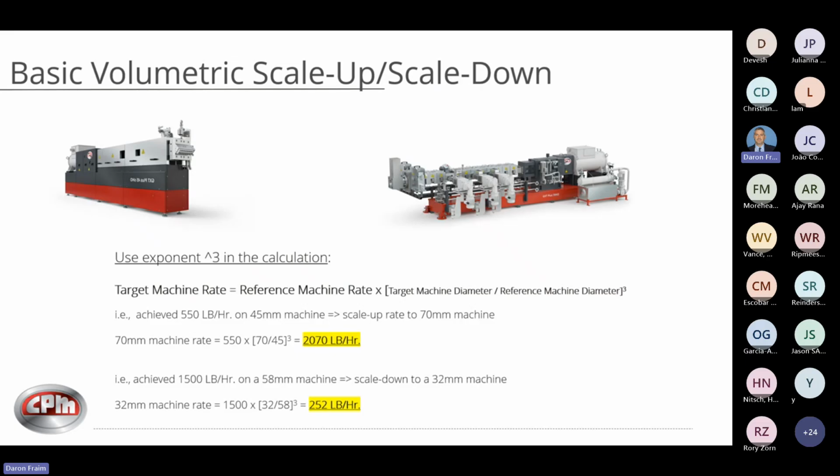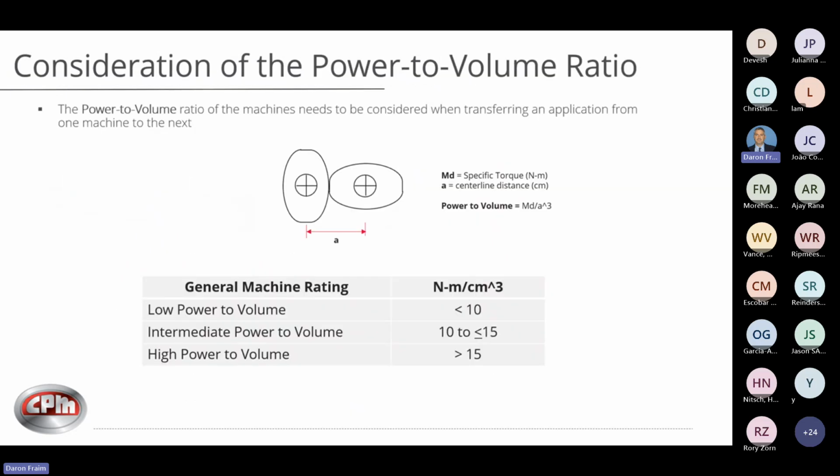You can do the same thing on scale down. If you're going from a larger machine, moving it to a smaller machine, the same thing. If you get on a 58, you hit 1,500 pounds an hour and you're moving to a 32, you would just take 32 divided by 58, cube that, and you get 252. So the whole idea here is that this cubed exponent of 3 term tells us if I can put X amount in this machine size, I should be able to put Y amount in this machine size. And so this is just a basic volumetric scale up calculation when you move from machine to machine.